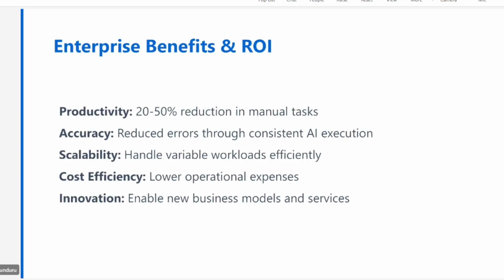So the benefit is accuracy, reduced errors through consistent AI execution. There can be human errors in the process flow, it is human psychology, human errors basically. There can be human errors in the pipelines or the process flows. That can be reduced or avoided up to some extent.